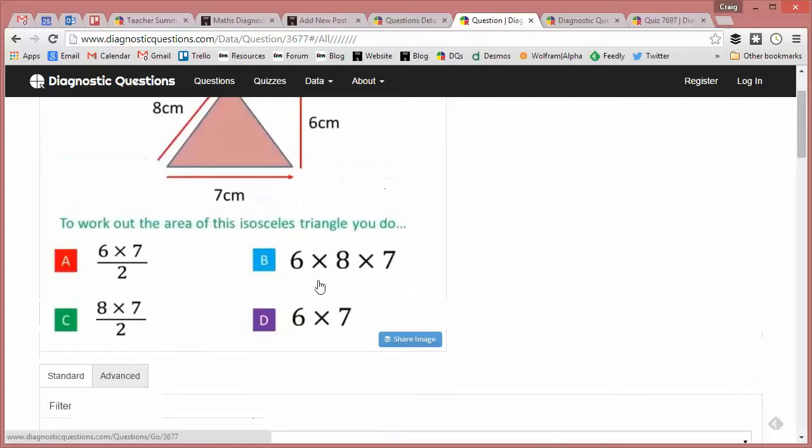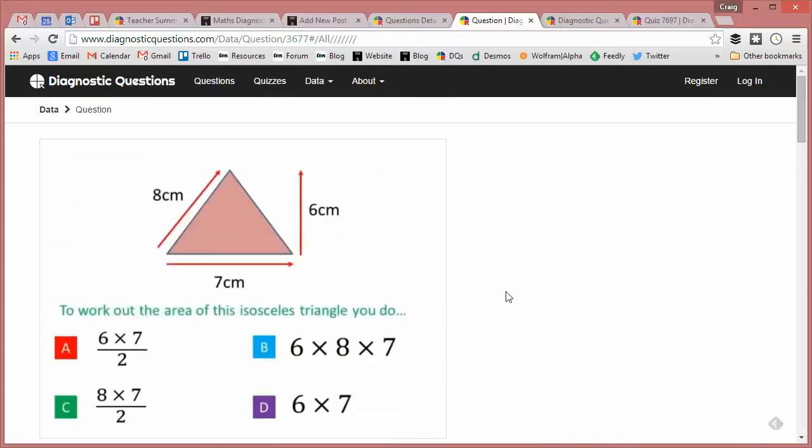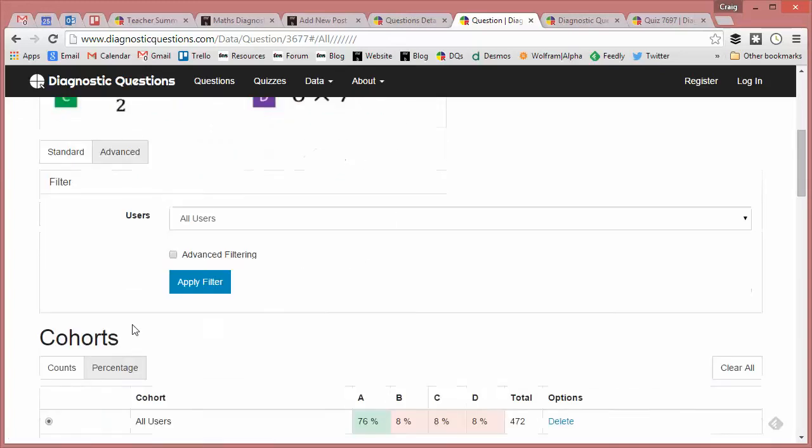Right, what about B? 6 times 8 times 7. Well, when I wrote that, this was to try and identify students who simply just want to multiply everything together because they're desperate to get that 8 involved somewhere.